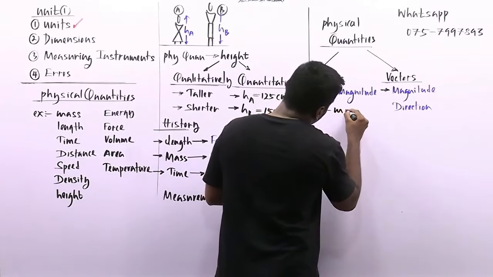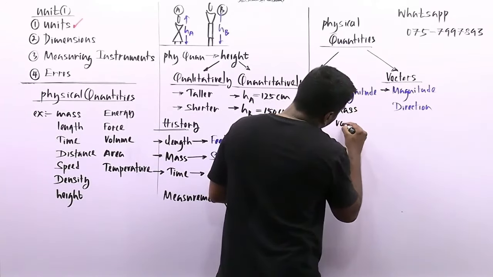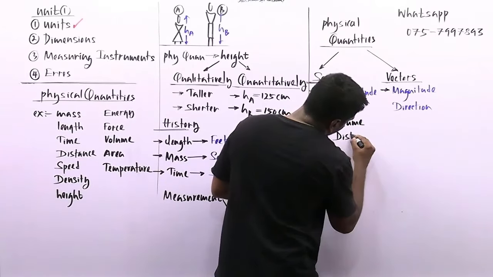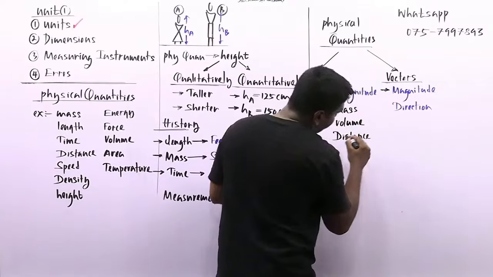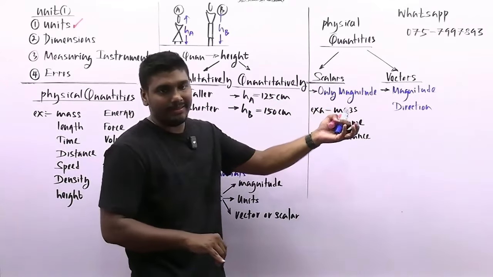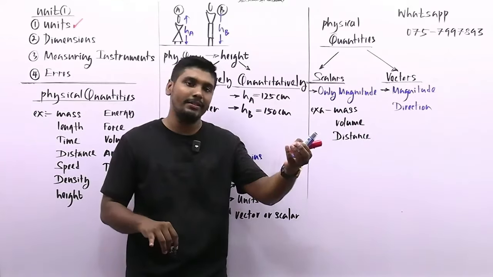mass and volume, distance, they all come under scalars, right? Then give me example for vectors. Put some replies, respond you all.